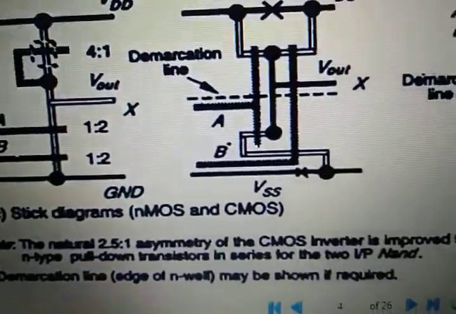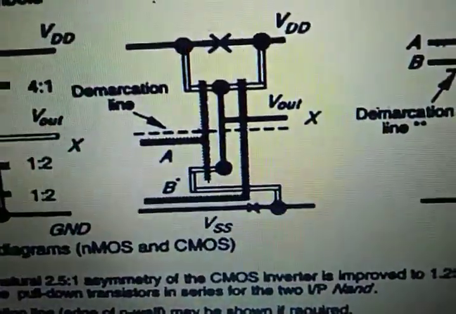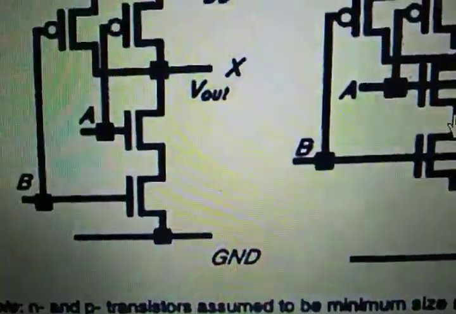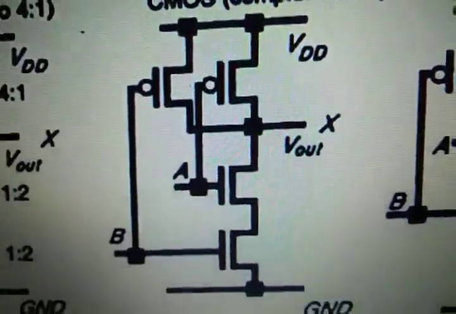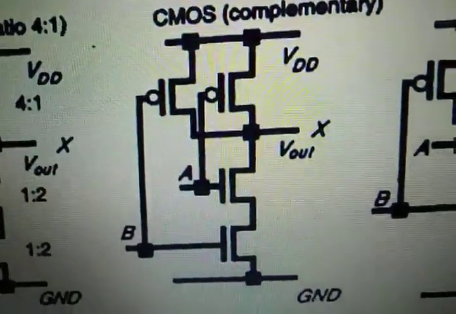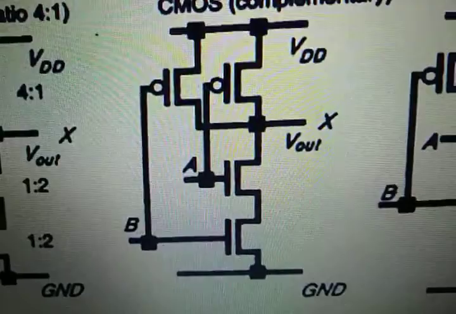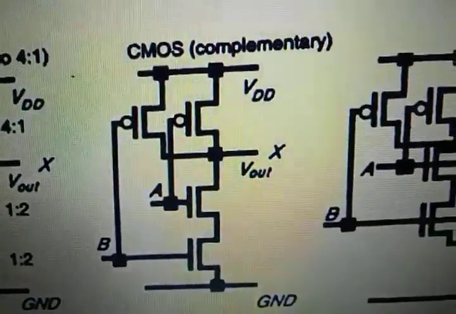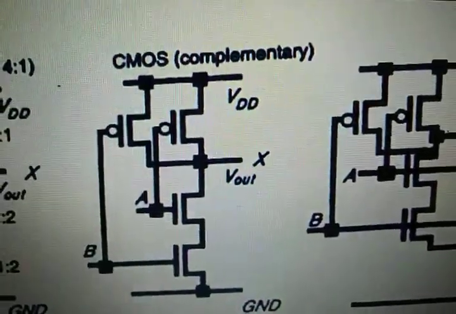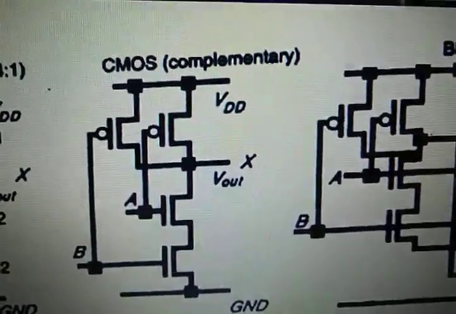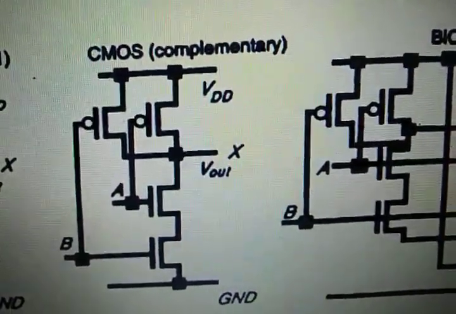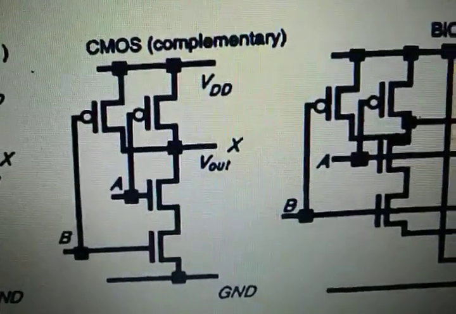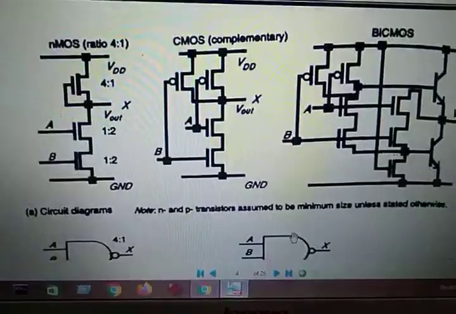Then we come to CMOS. In CMOS, I already explained this in the other class. The top is the pull up region and the bottom is the pull down region. In that, PMOS will come in the pull up and NMOS will come in the pull down.